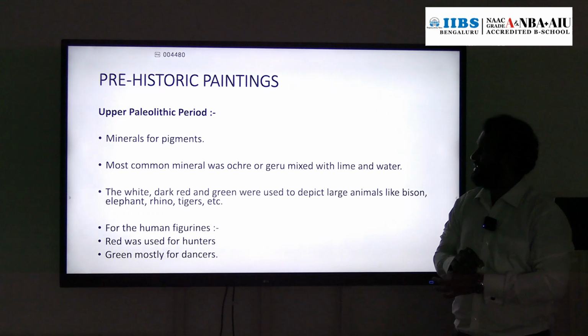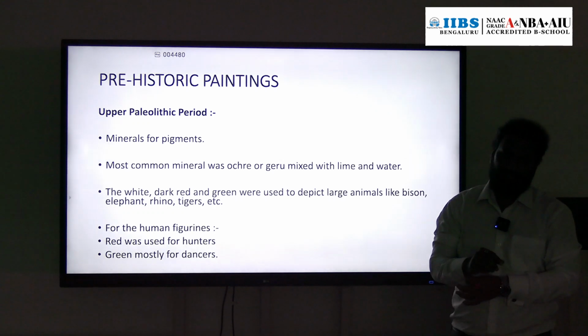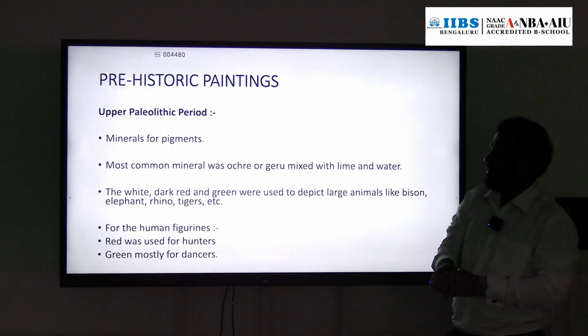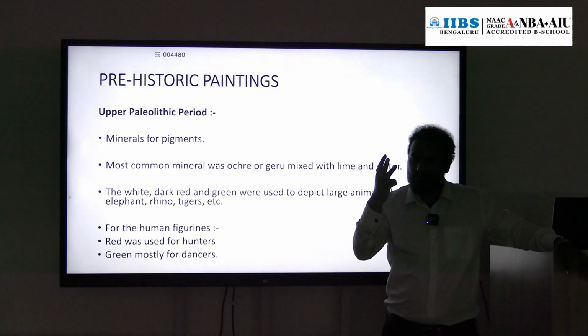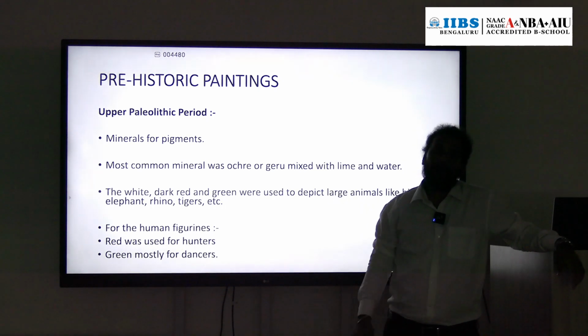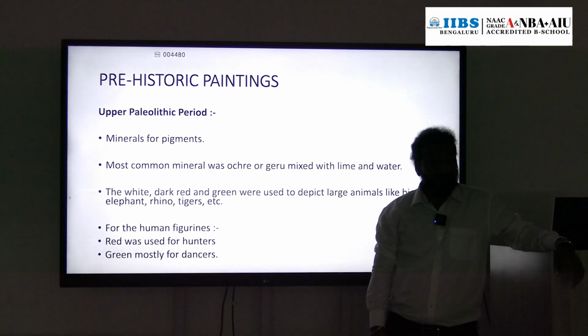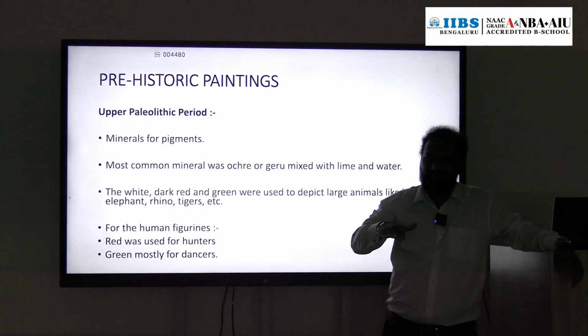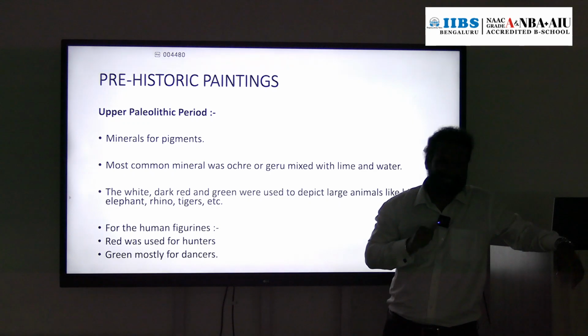First we will discuss prehistoric paintings, that means Stone Age paintings. The Stone Age is divided into three: Paleolithic, Mesolithic and Neolithic. The Paleolithic is further divided into Upper Paleolithic and Lower Paleolithic. Upper Paleolithic is younger than the Lower Paleolithic.